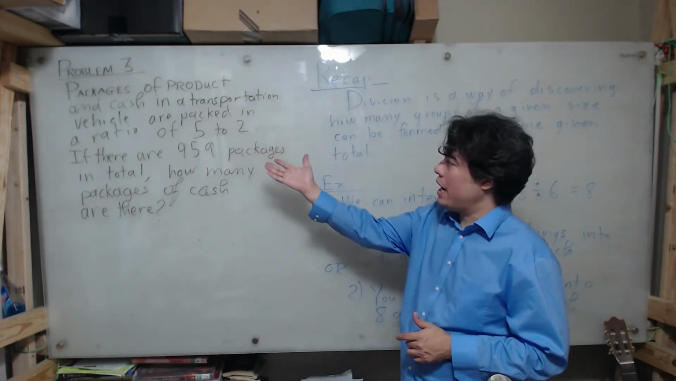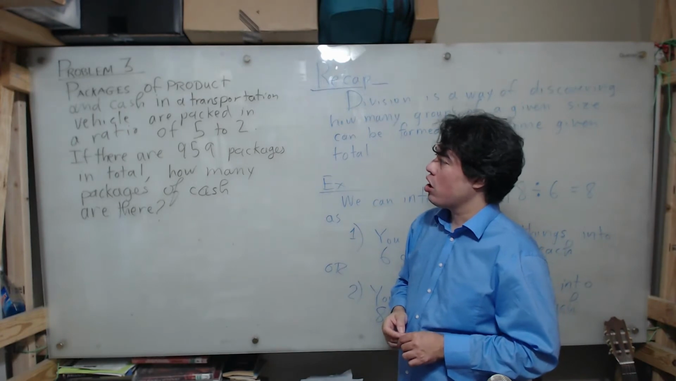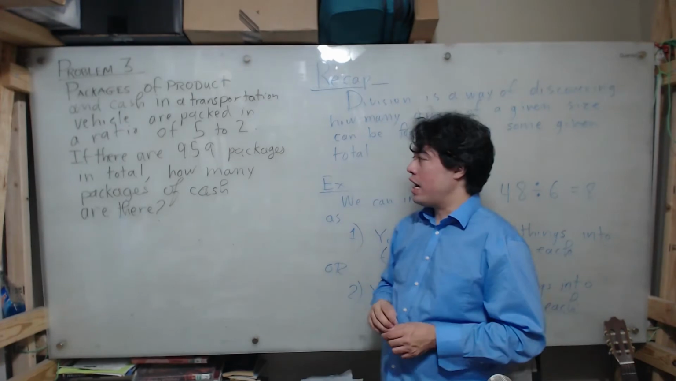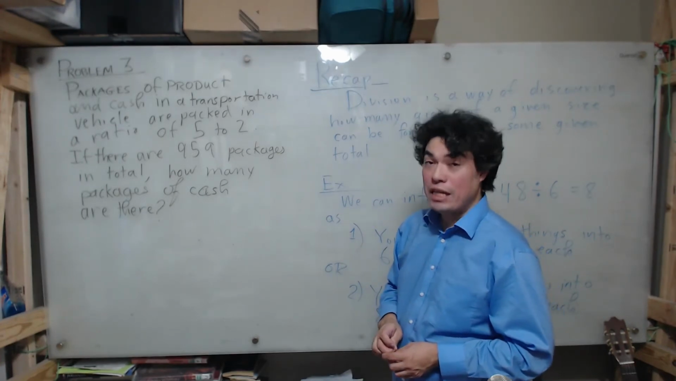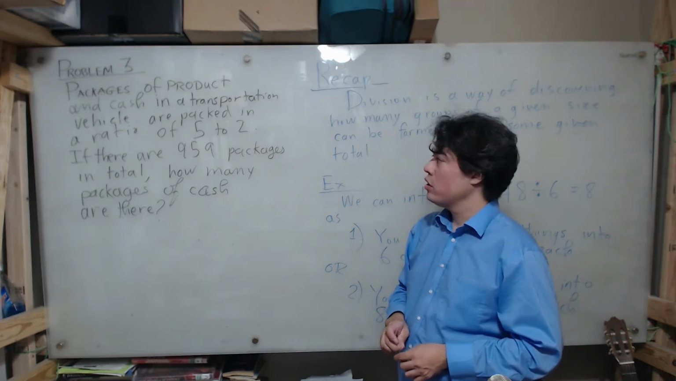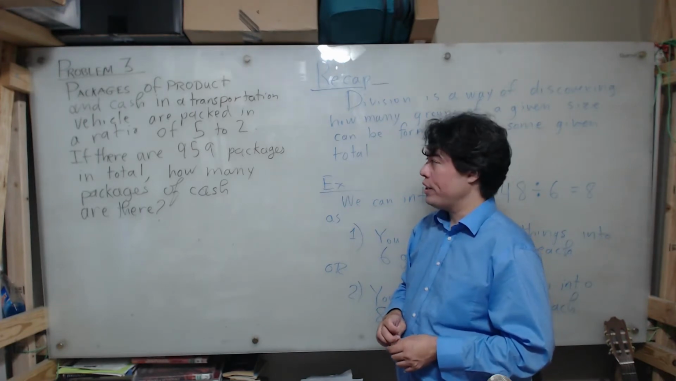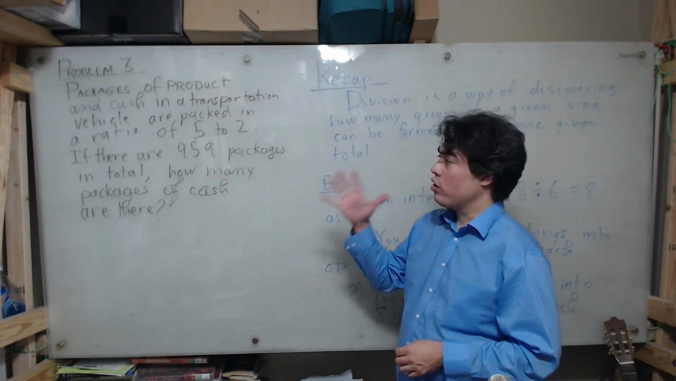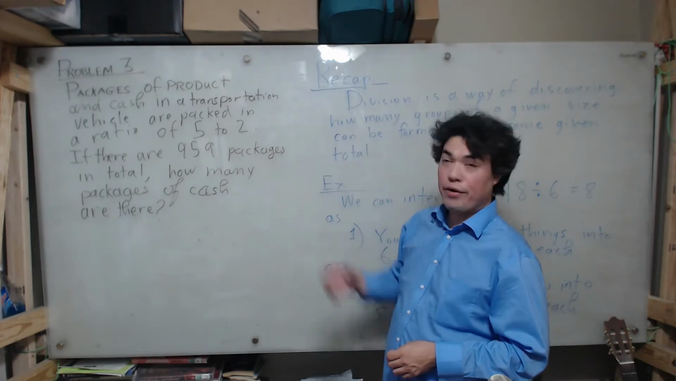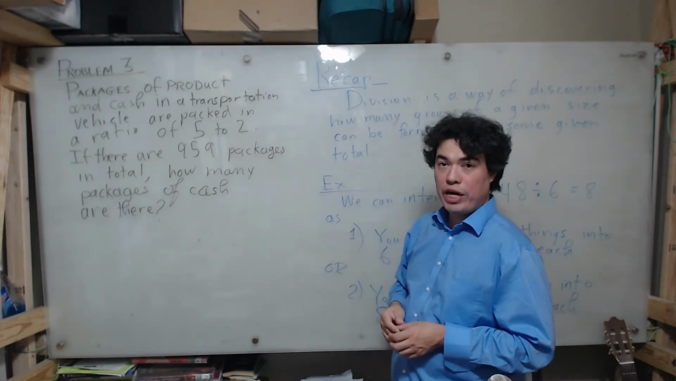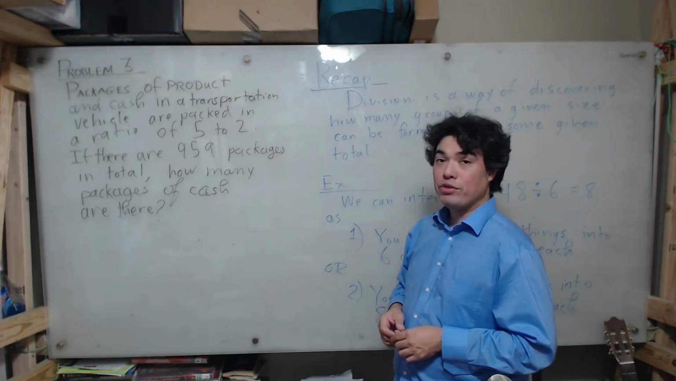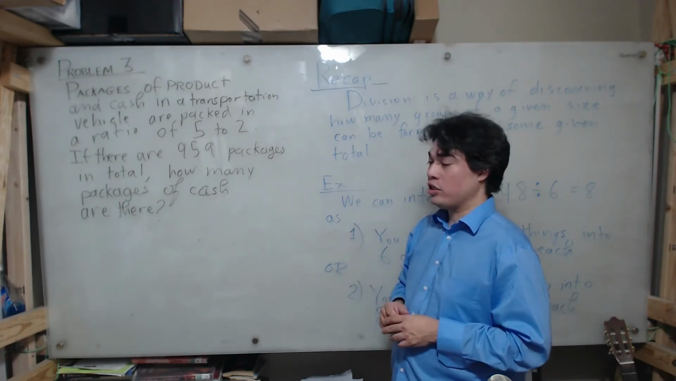Packages of product and cash in a transportation vehicle are packed in a ratio of 5 to 2. If there are 959 packages in total, how many packages of cash are there? So, first of all, we can see the ratio is involved. We know that there are 5 packages of product for every 2 of cash. So that's the ratio, the relationship expressed by the ratio. And we're also told that there are 959 packages in total.